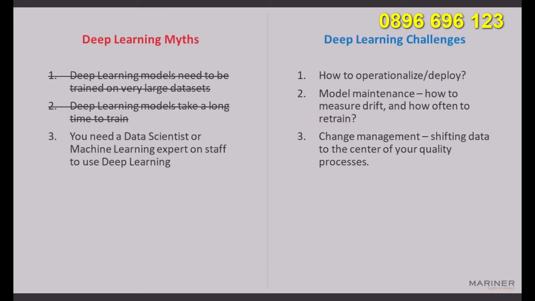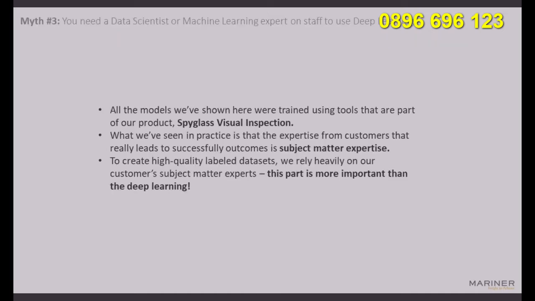Okay, the last myth that we run into is that you need a data scientist or machine learning expert on staff to use deep learning. Back in maybe 2012, maybe all the way to 2015, 2016, that was definitely true, but it's certainly not true anymore. All the results that we've shown you today are from our product, Spyglass Visual Inspection, and we're built on what we consider to be the best of the open source. So we leverage PyTorch, a library called FastAI. So really the tools are out there, and there are products and solutions like Spyglass Visual Inspection from us, and there are other products out there as well that really abstract this complexity away.